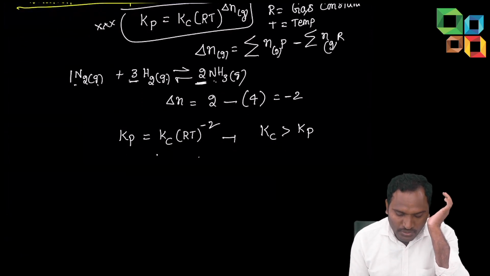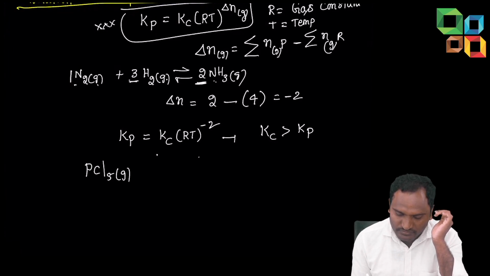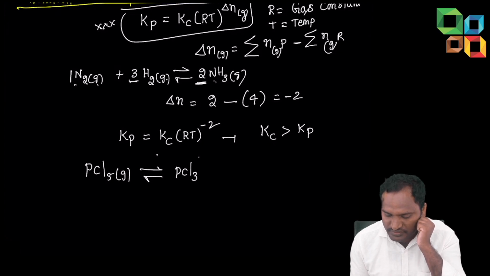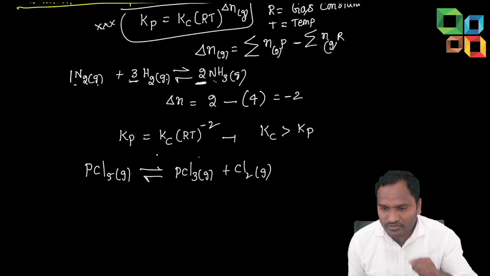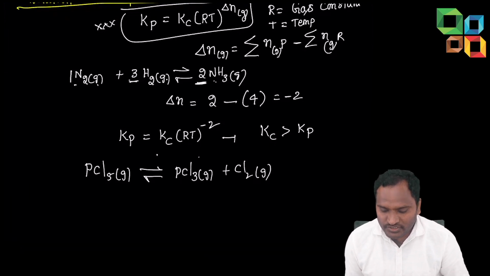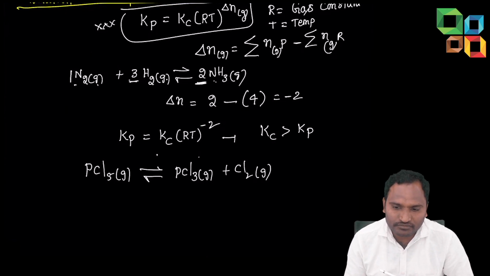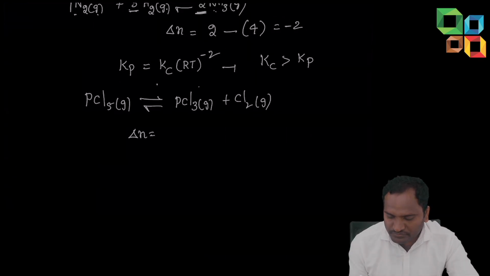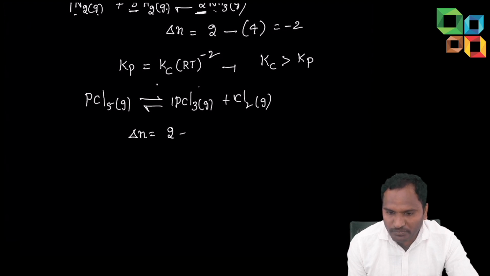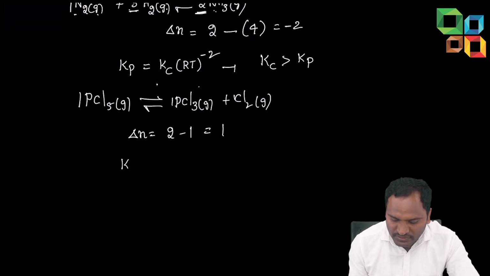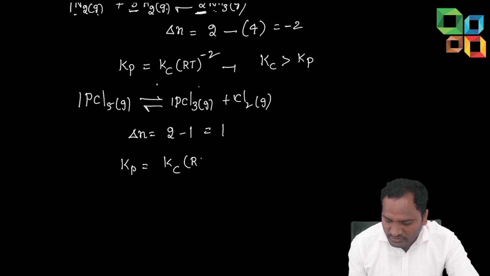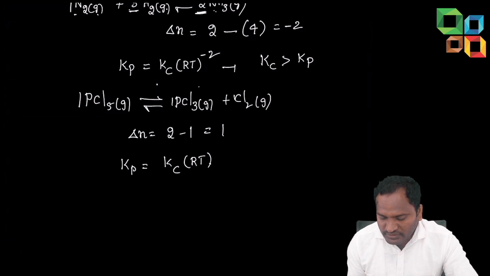Next, one more example. PCl5 gas is in equilibrium with PCl3 gas plus Cl2 gas. Shall we get the relation here between Kp and Kc? Delta n: the product number of moles is 1 plus 1, 2. 1 mole of PCl3 gas, 1 mole of Cl2 gas, 2. Minus reactant side, only 1 mole of reactant, right? So here delta n is 1. Now Kp is equal to Kc into RT. After multiplying by a certain factor, Kc becomes Kp. So which is greater? Kp is greater. In this relation, Kp is greater than Kc.